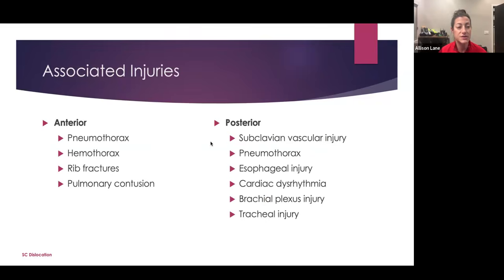And you do need to consider associated injuries. So even with those anterior dislocations, you can get a hemothorax, pneumothorax, rib fractures, pulmonary contusions associated with them, because this is the chest wall we're talking about.